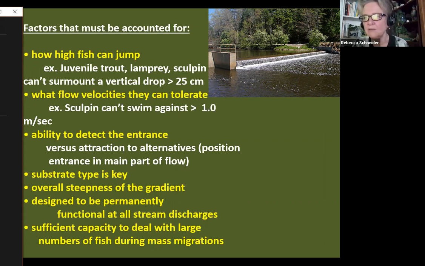Certain flow velocities, if they're too fast, some fish can't swim against them. They can't get upstream. They have to be able to detect the entrance to the bypass. It's off to the side, and they want to go straight up the stream. How do you get them attracted to the alternative? The substrate is a key, and the steepness. And then they have to be functional at all different stream discharges, especially in the case of something like mass migrations of salmon. How many fish can go up that bypass at one time? Will it handle hundreds of fish? So there's a lot of thought that has to go into designing a successful fish bypass ladder.